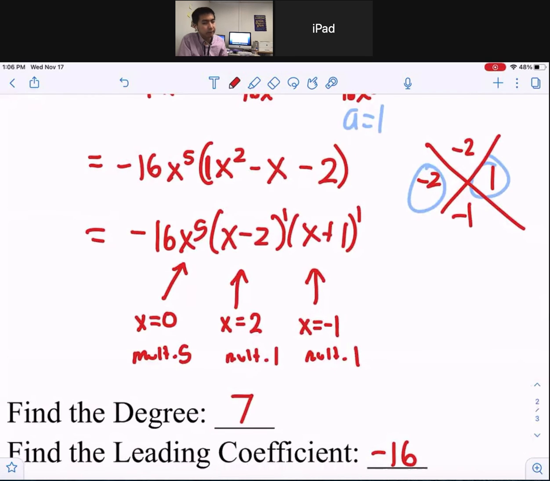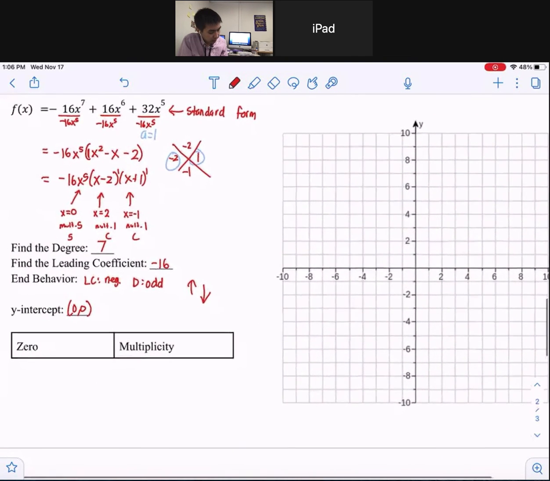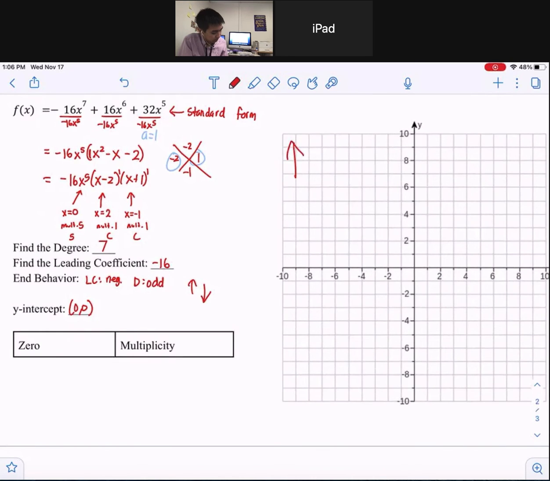So if we have a multiplicity of 5, that's where we have a slide. And for multiplicity of 1s, cross, cross. So we have everything we need in order to graph. So up, down, zeros at x equals 0, at x equals negative 1, and at x equals 2. So I actually could shrink these down a bit more.